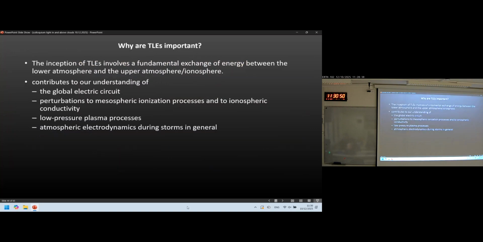So why is it important? Well, they involve fundamental exchanges of energy between the lower atmosphere and the upper atmosphere, or the atmosphere and the ionosphere. And if we can understand why they happen and how they happen, how big they are, we can understand better the global electric circuit, ionization processes in the mesosphere, conductivity, even plasma processes. It can contribute to our understanding of plasmas in general. And of course, electrodynamics during storms in general, because we need the lightning flash first, and then we get the TLE above it.